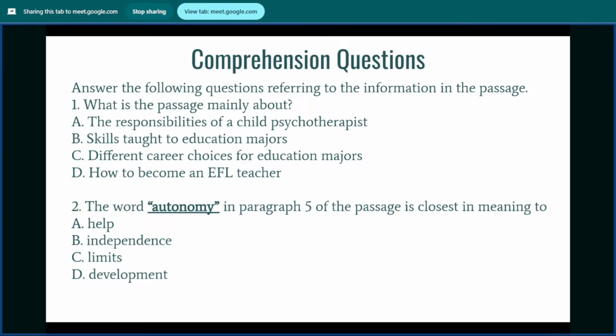For question number 1, what would be the answer? What is the passage mainly about? The passage is mainly about different career choices for education majors. Yeah, C, correct. The word autonomy in paragraph 5 is closest in meaning to? B, independence. Correct, very good.